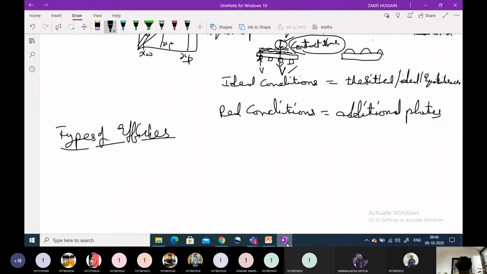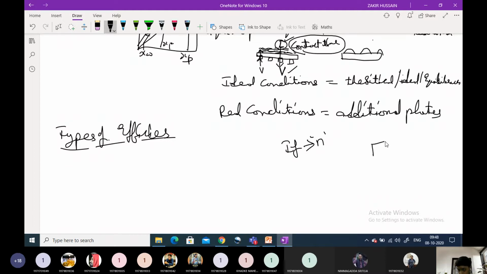Okay, so just try to understand. I hope you understood this one. Efficiency. What is efficiency? Under the ideal conditions, the number of plates required is n. Why are we saying ideal conditions?